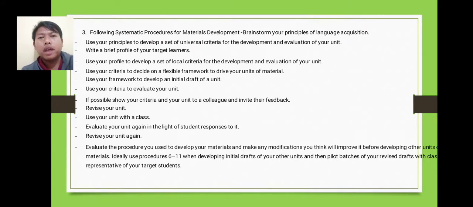The next, write a brief profile of your target learner. The next, use your profile to develop a set of local criteria for the development and evaluation of your unit. Next, use your criteria to decide on a flexible framework to drive your units of material. And maybe you can see again, you can read by yourself till the end of the material.